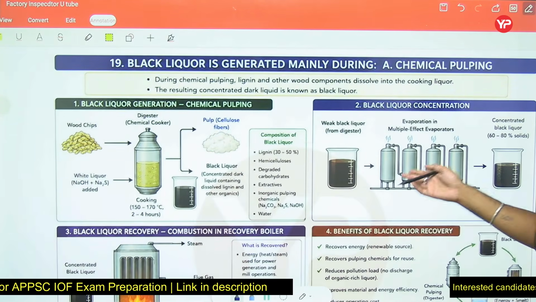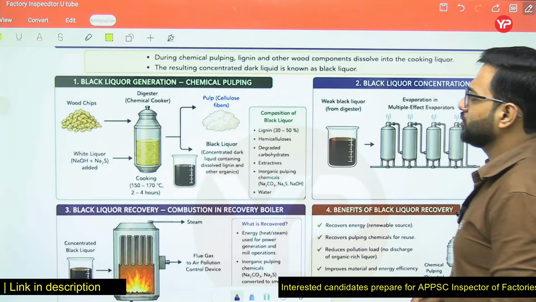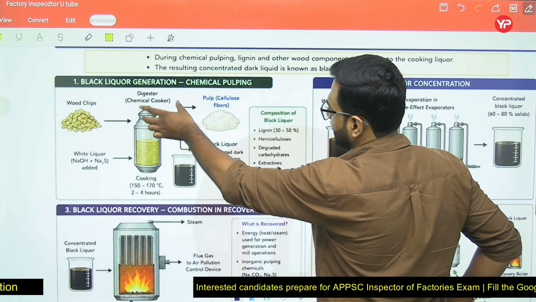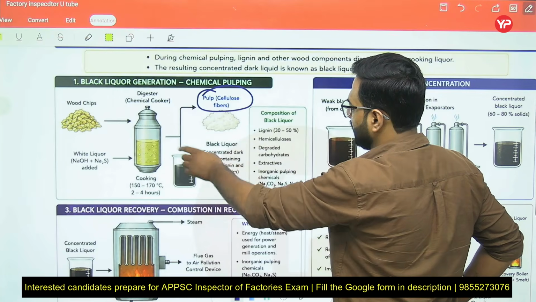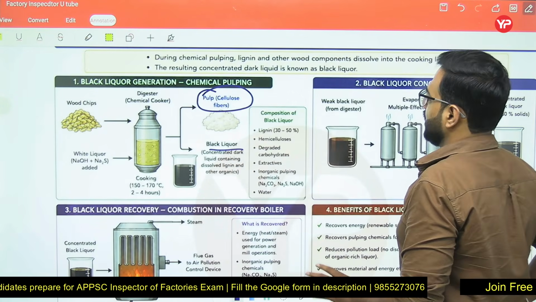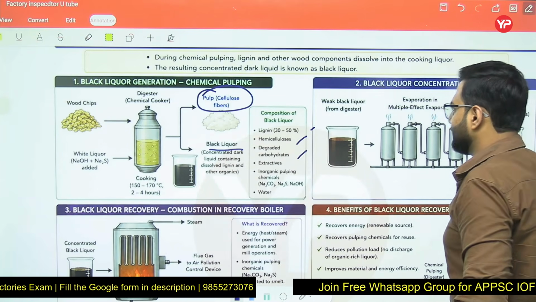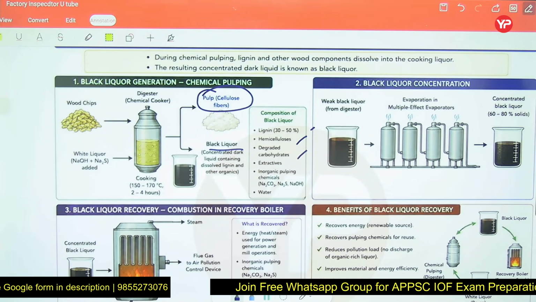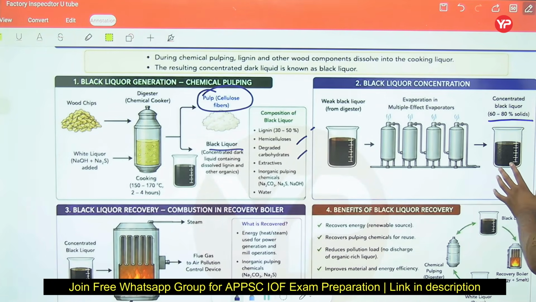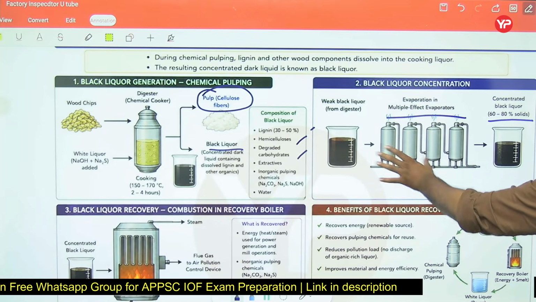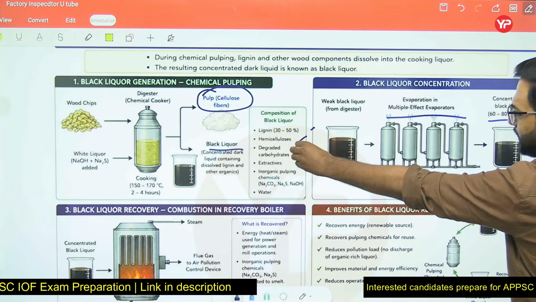Now if you look at this diagram, friends, here is black liquor generation. There are the wooden chips, this is the digester, a chemical cooker, and further pulp is manufactured. Along with that, black liquor will be there. The composition of black liquor consists of lignin, hemicellulose, and degraded carbohydrates. Weak black liquor comes from the digester, and concentrated black liquor has 60 to 80% solids. Evaporation is done in multiple effect evaporators, but no need to remember that, just remember this point: during chemical pulping, black liquor is generated.